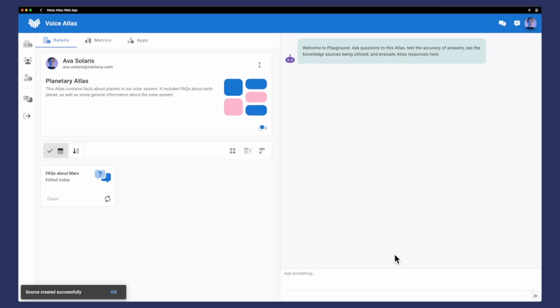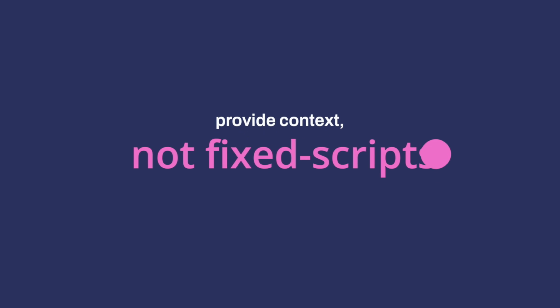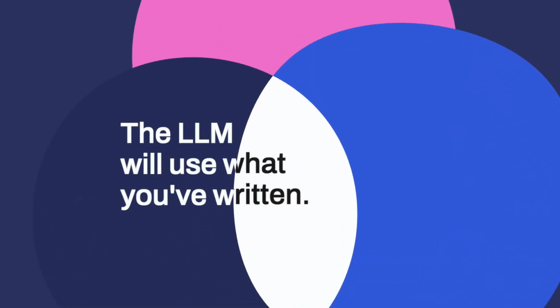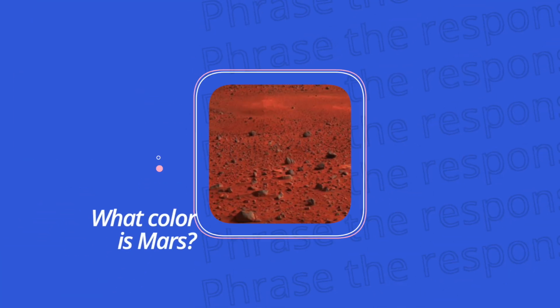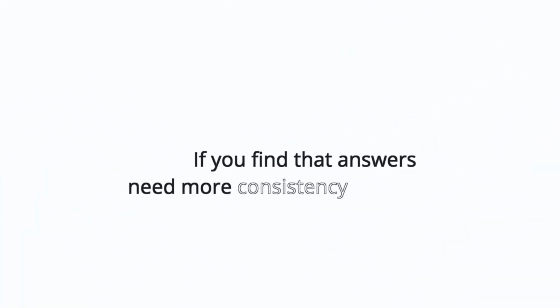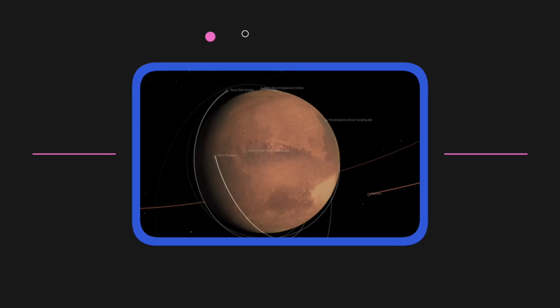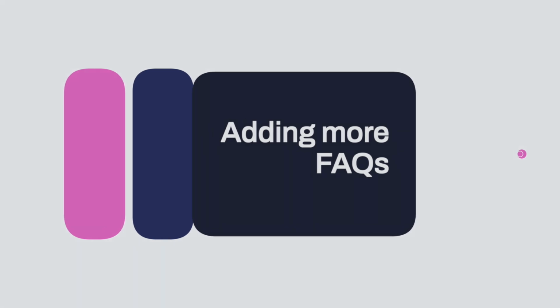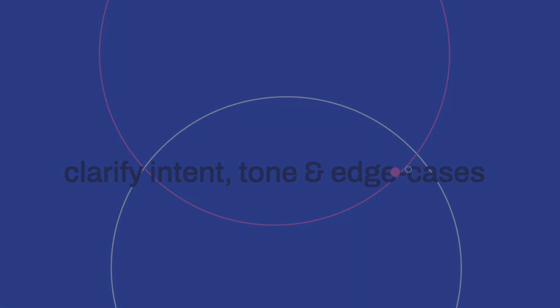It's important to remember that FAQ answers provide context, not fixed scripts. The language model will use what you've written, but it may interpret and phrase the response slightly differently each time. If you find that answers need more consistency or precision, the best way to guide them is by strengthening the context, adding more FAQs, or reinforcing sources that clarify intent, tone, and edge cases.